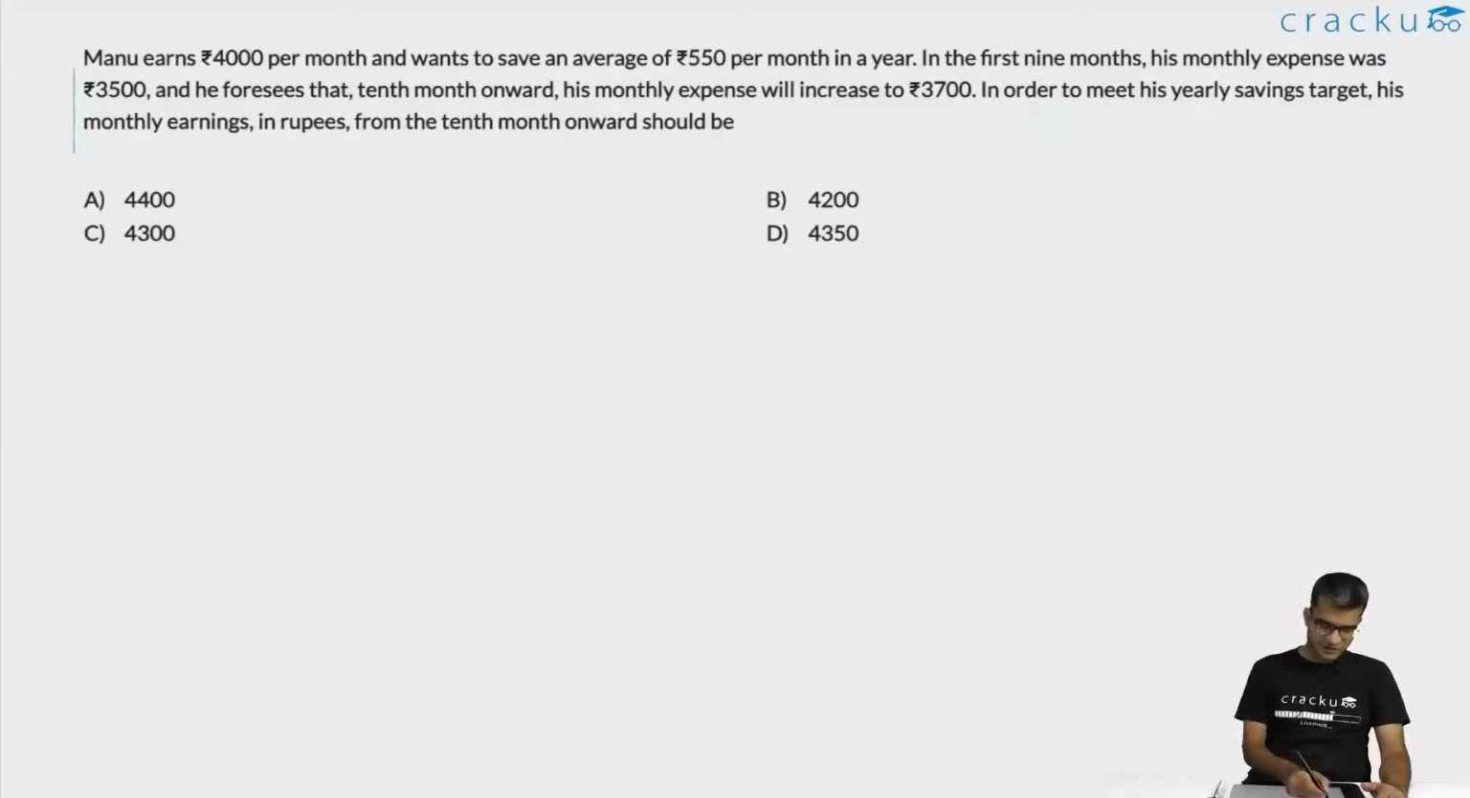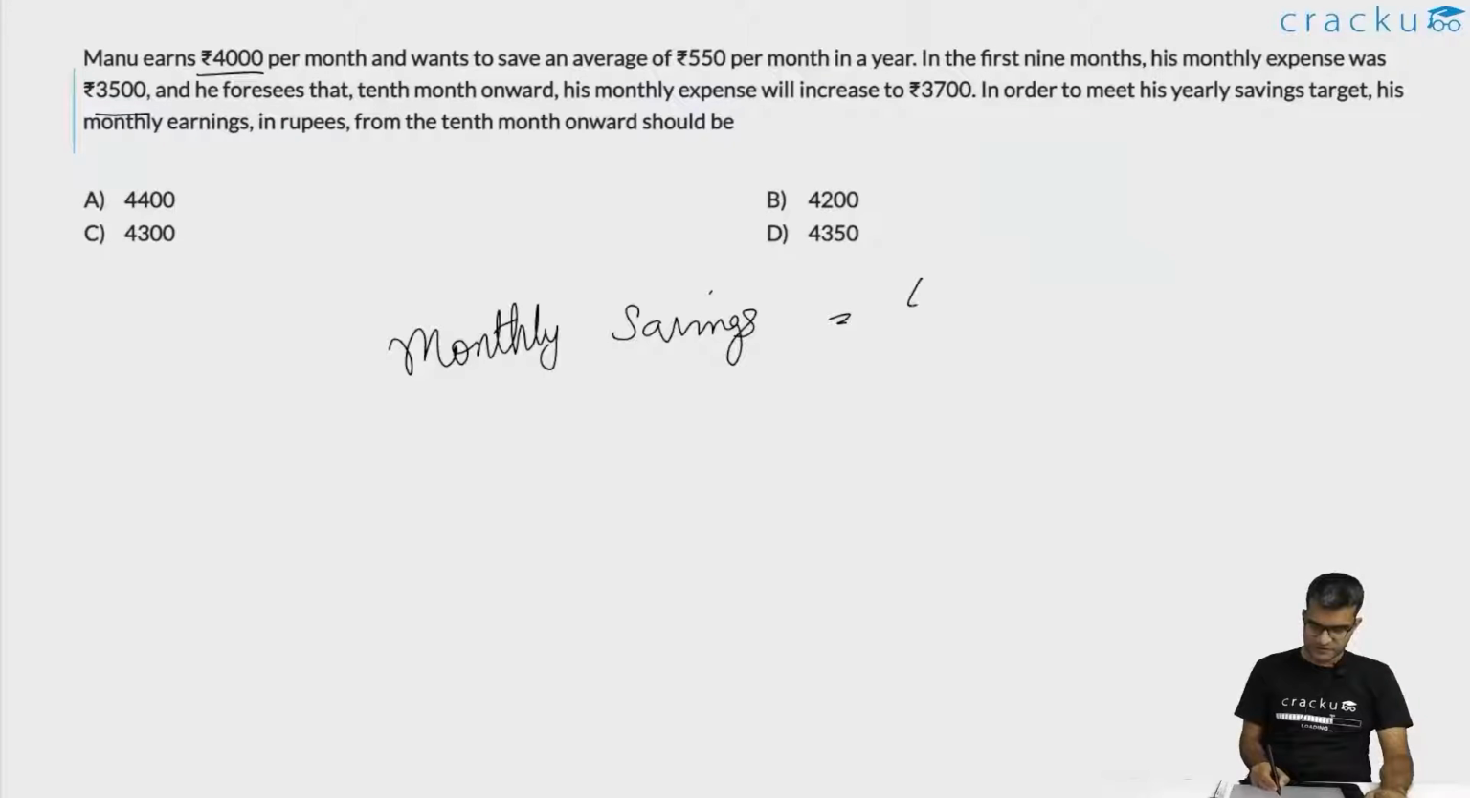In this question, we are told that Manu earns 4,000 rupees per month and his monthly expense for the first 9 months is 3,500. So monthly savings for the first 9 months is 4,000 minus 3,500, which is equal to 500. So the total savings for the first 9 months will be 500 into 9.